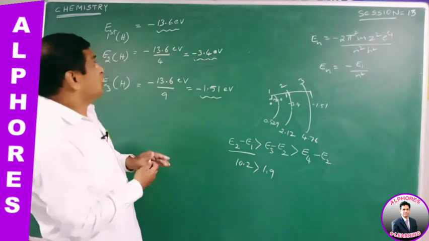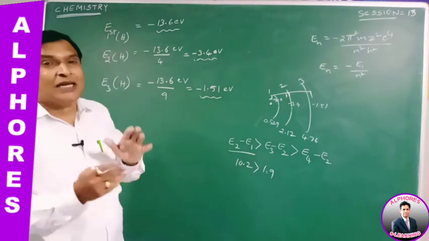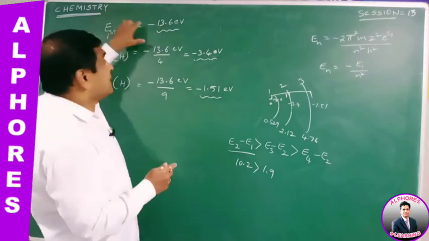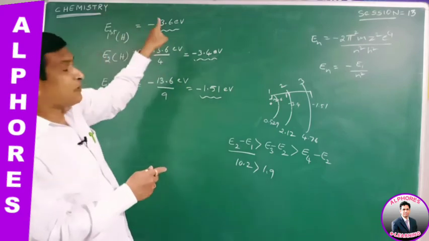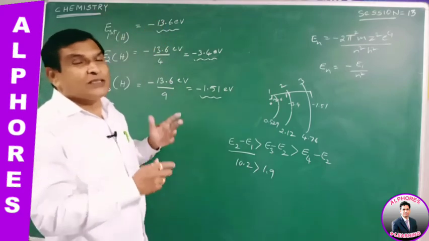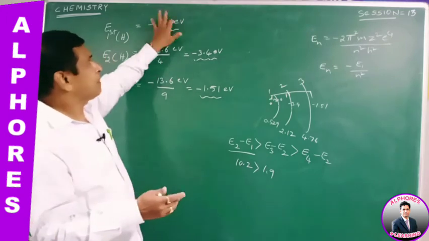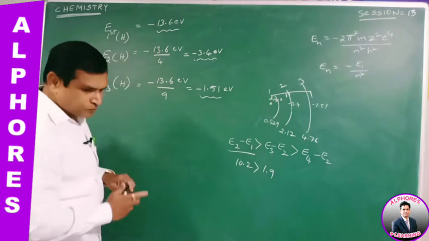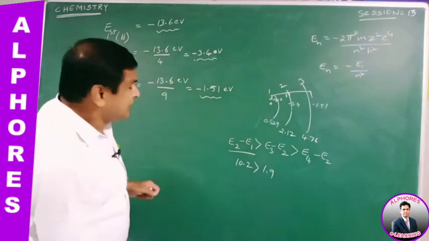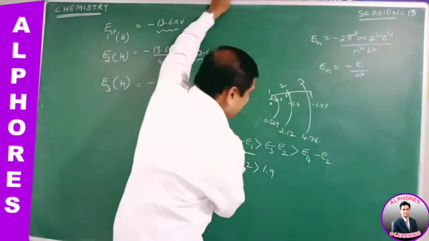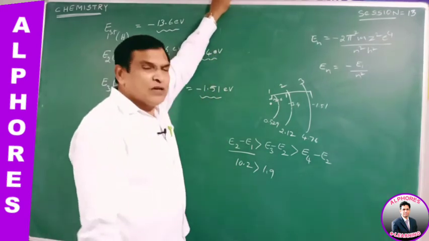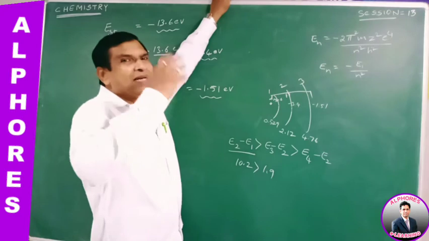So this is nothing but the energy of the electron in the first orbit. That is nothing but the ionization energy of that first electron in the orbit. What is the ionization energy of the hydrogen atom? 13.6 electron volts. Done. Now let us see what is meant by ionization energy: the amount of energy required to remove an electron.